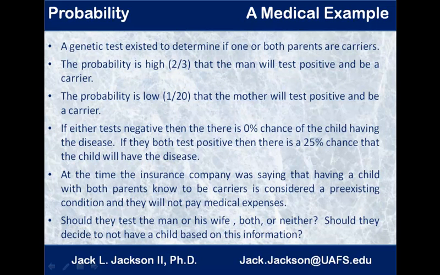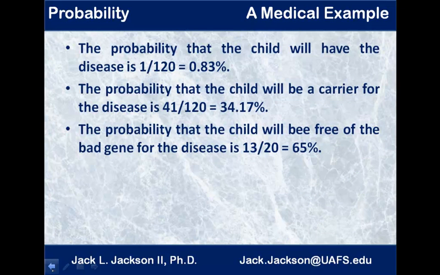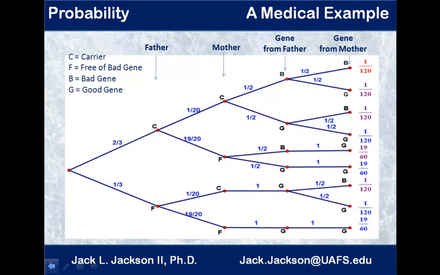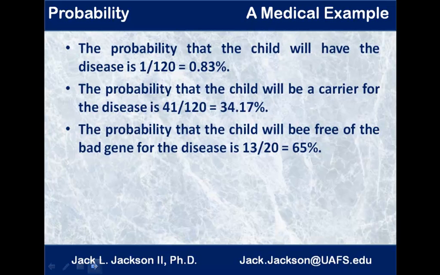Now we get to the questions. A genetic test existed to determine if one or both of the parents are carriers. Now if they don't take these tests, then we're back to looking at these probabilities, or this probability tree here, to lay out all the possibilities. But of course there is a pretty good chance that the man is a carrier, but a very low chance that the wife there is a carrier.